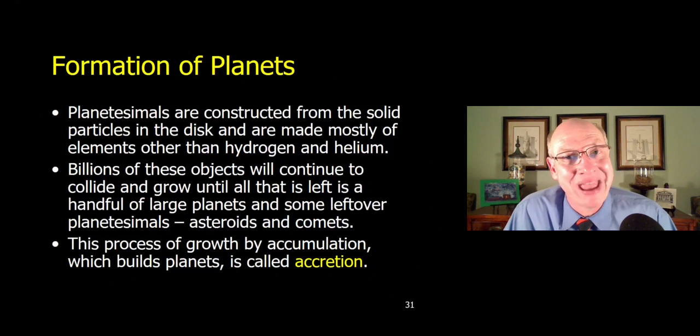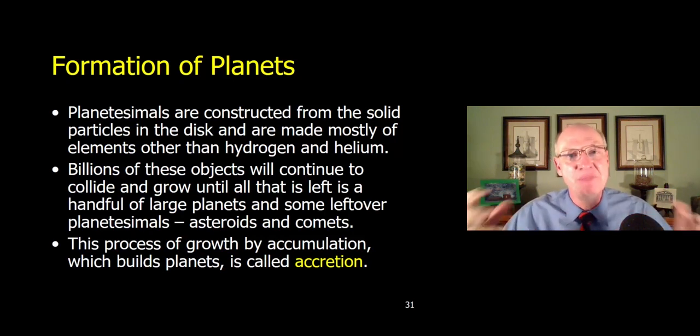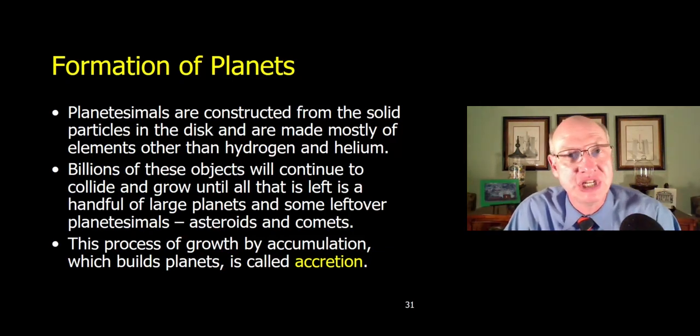So planetesimals are made of the solid materials in the disk. They're made of the little tiny pieces of rock and dust. And they're made of ices as well. And they're mostly made of all the elements other than hydrogen and helium. Now, in our solar system, billions upon billions of these planetesimals formed in the solar system. And these planetesimals collided to make the larger planets. And this process of small particles colliding to make bigger particles, colliding to make bigger particles, colliding to make planetesimals, colliding to make the planets, it's called accretion. And that is how the planets in our solar system grew.